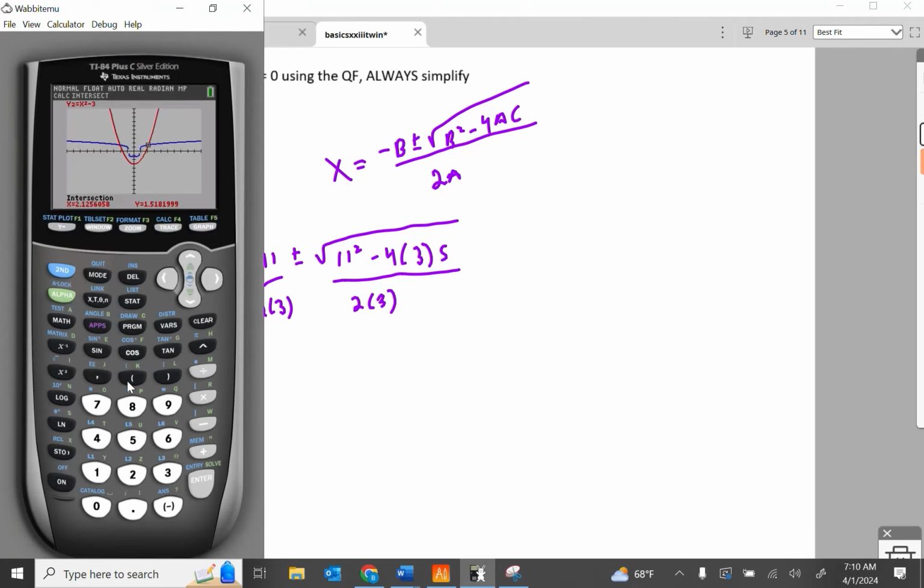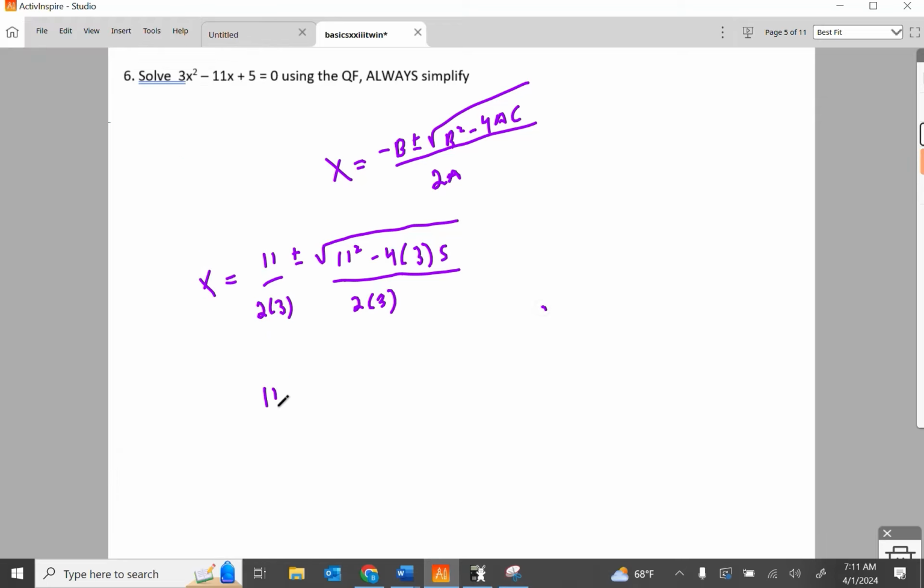Now, if you don't believe me, I'll push some magical buttons over here. We had a negative 11 that was squared. That was minus 4 times 3 times 5. And sure enough, there's a 61 on the inside. 2 times 3 is 6. And this one does not simplify. Root 61 does not simplify, so I'm done.